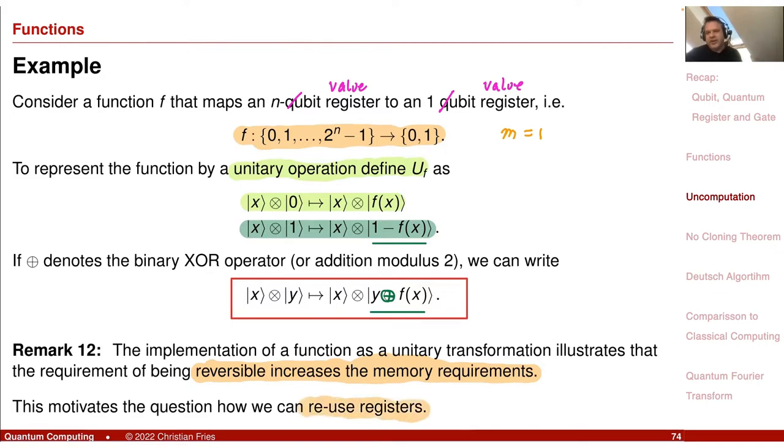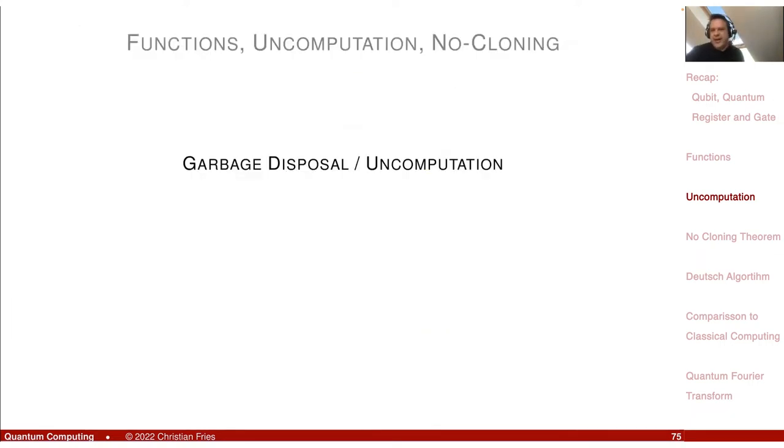Okay, so how could you reuse a register? What you do here is you initialize an initial value to 0, and then you use it for your calculation. After you have used it and would like to reuse the register, you could just reinitialize it to 0. But initialization is expensive. Loading the system is expensive. So an alternative to this is to do uncomputation.